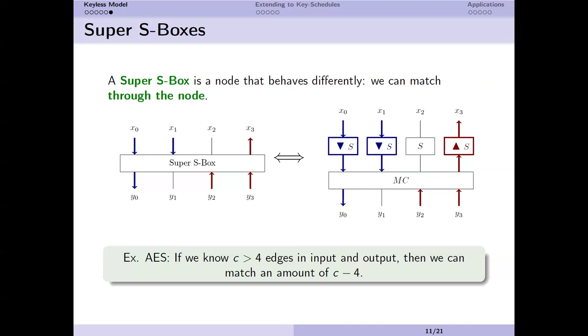And the reason is that the mixed kernel that is inside is a linear operation. For example, for AES, whenever you know more than four inputs and outputs to a mixed kernel, you can have, in that case, C minus four amounts of matching. You can write linear relations between these inputs and outputs, and this works the same. So the modeling also has to handle that, and it does.